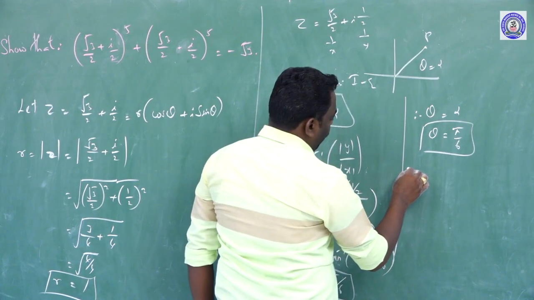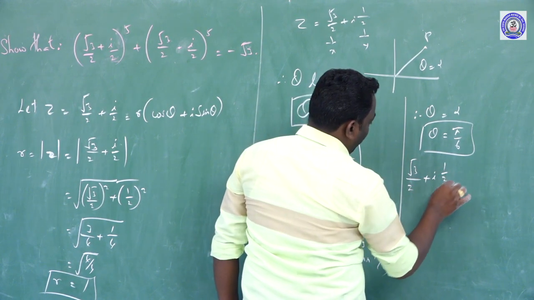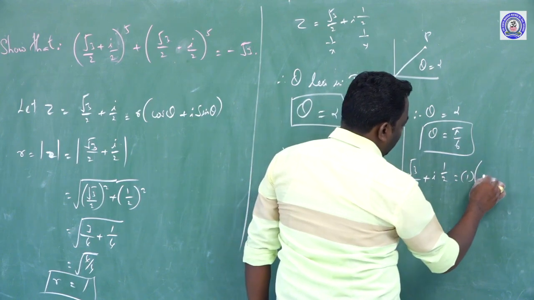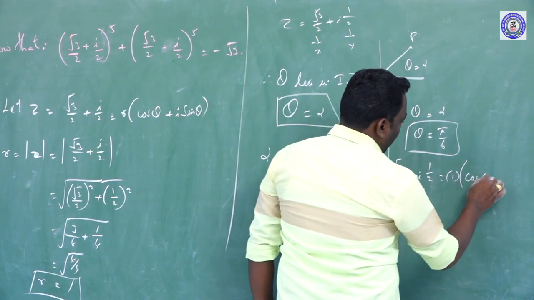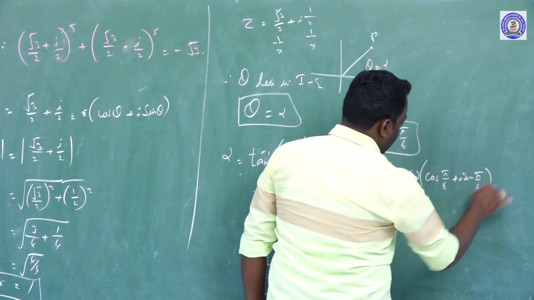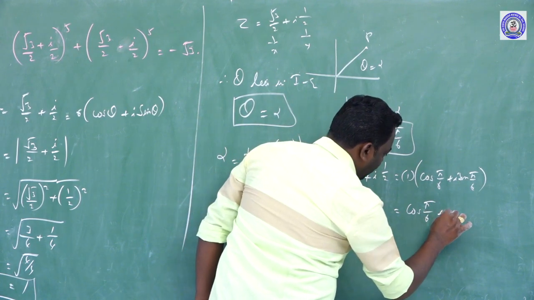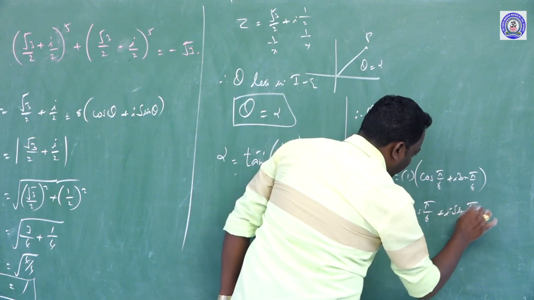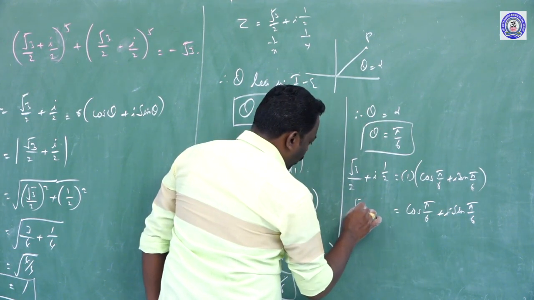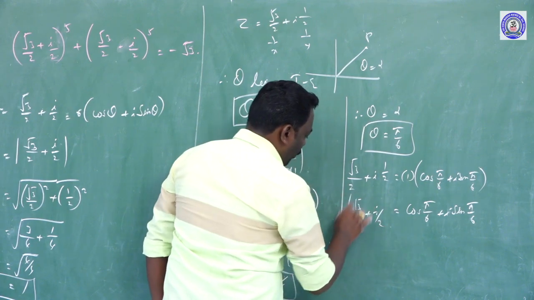Now what is the polar form? Root 3 by 2 plus i into 1 by 2 is equal to r value 1 into cos of theta value pi by 6 plus i into sin pi by 6. Therefore, it is equal to cos pi by 6 plus i into sin pi by 6, which gives root 3 by 2 plus i by 2.